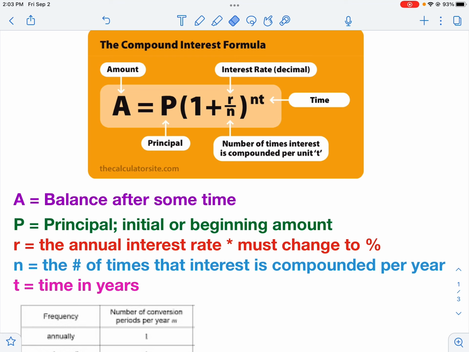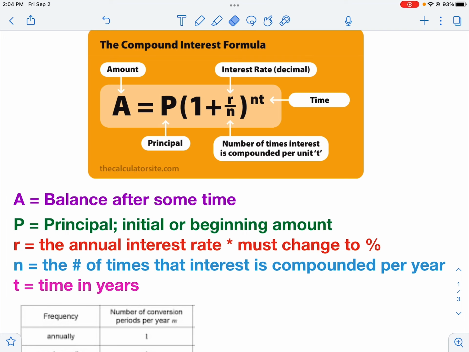So this is A, which stands for the balance after some time, or the amount that you would have in an account after some time. P is your principal. This is the beginning amount or the initial amount that you put into an account, or maybe that you borrow to pay something. 1 just stands for one full amount of it. If you borrow some money from someone, they expect that money back plus some interest in most cases.